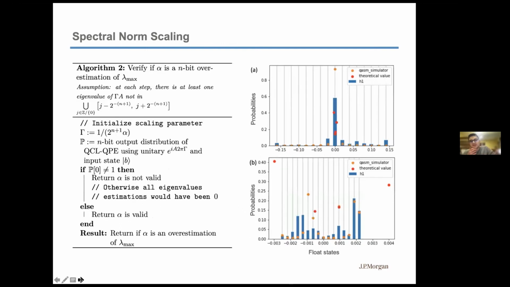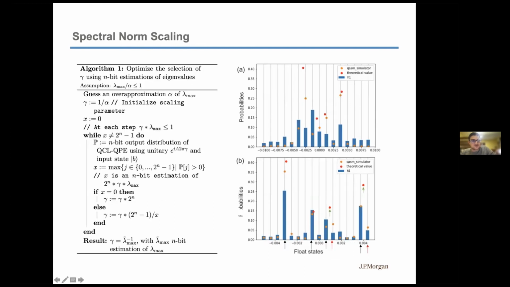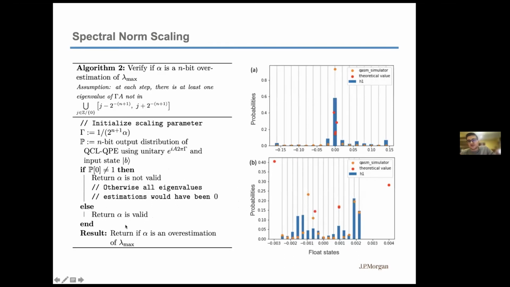And so, as I mentioned, we need to figure out how to determine this overestimation. Here, this overestimation is alpha. We saw on the previous slide that our assumption is that lambda max, which is the one we're trying to estimate, when divided by this overestimate alpha, is less than 1. Our goal is to verify that this is actually a good guess. So what this technique does is we perform quantum phase estimation that determines if all the estimates are effectively crushed to 0.